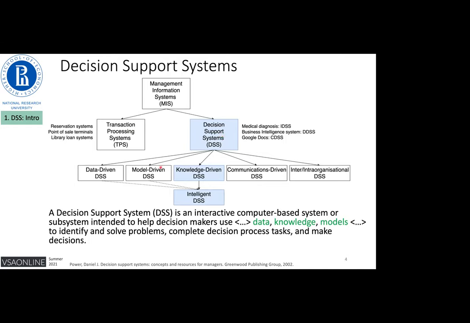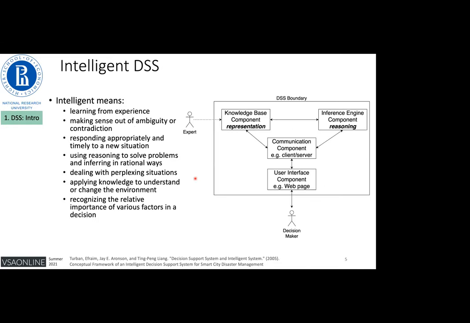As you can see, there are several types of decision support systems according to Power's taxonomy. We will focus on the knowledge-driven DSS and more specifically on the intelligent DSS. When we talk about intelligent DSS, we need to understand what it means to be intelligent in this context. The first and the main goal of such systems is to learn from experience. Also, it is very important for such systems to use reasoning to solve problems and inferring in rational ways. And also, as we will learn a bit later, is recognizing the relative importance of various factors in a decision.